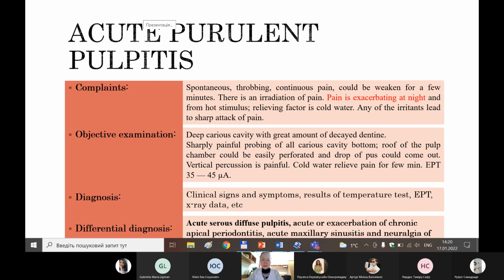Diagnosis can be set due to the same data: clinical signs, symptoms, results of the temperature test, electric pulp test. Differential diagnosis is done with acute serous diffuse pulpitis, acute exacerbation of chronic apical periodontitis, acute maxillary sinusitis, and neuralgia of the trigeminal nerve.